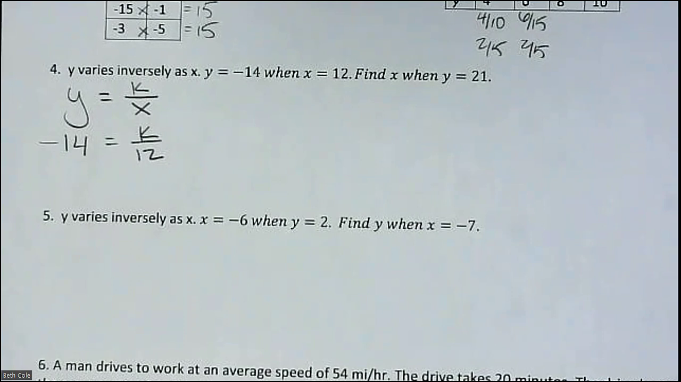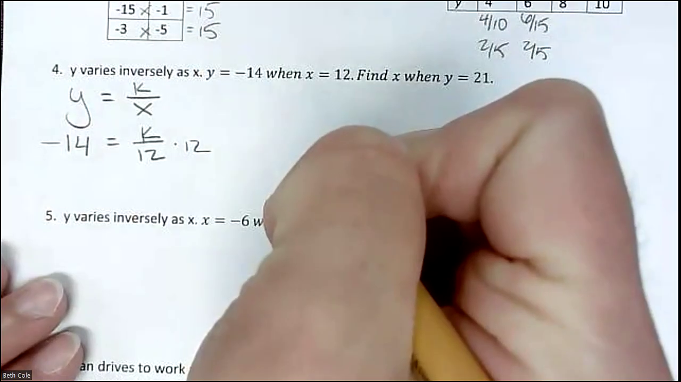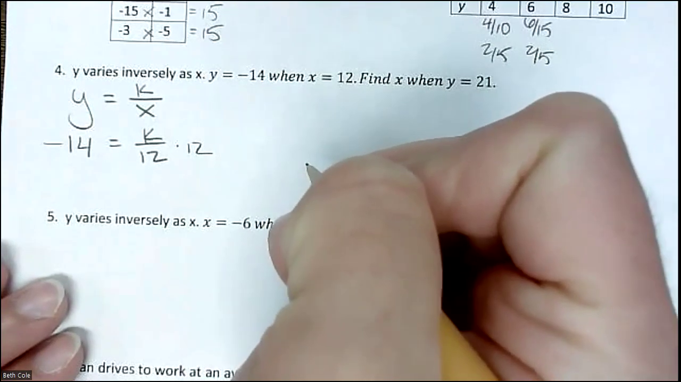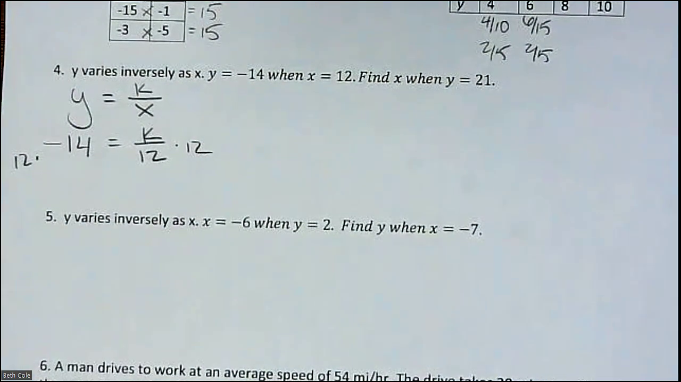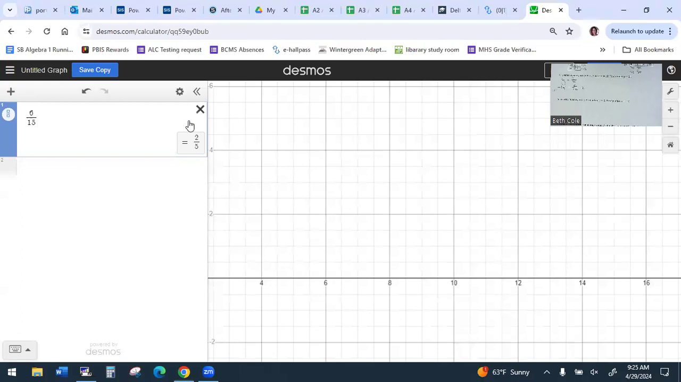What would you do to both sides to solve that for k? Times 12. So I'm going to go to the calculator. I'm going to type in -14 times 12. I don't know what that is off the top of my head. Yeah, estimation is a good skill to have. I mean, 12 times 12 is 144, so it'll be a little bit more than that. 182. Darn it. Yeah, you overshot that a little bit.